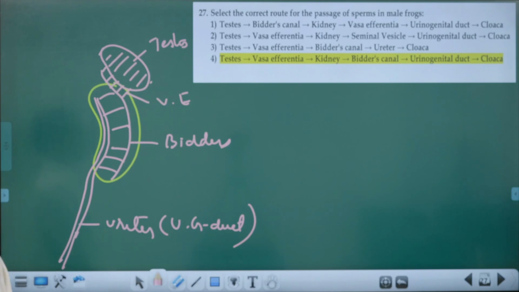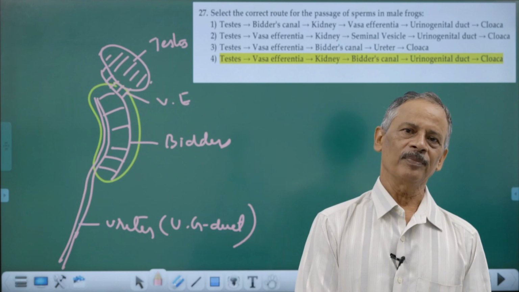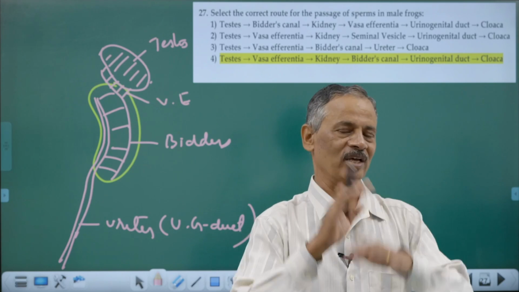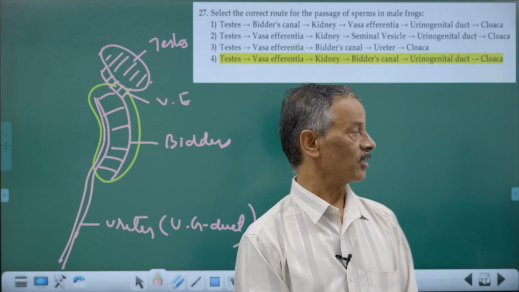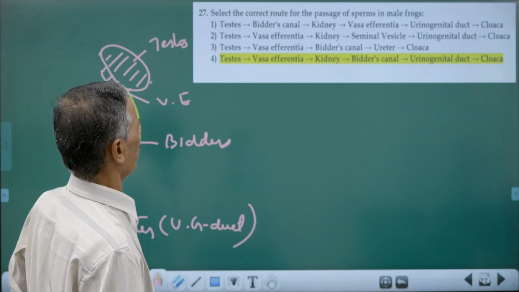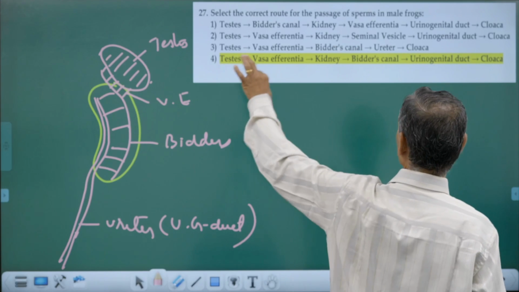In males, the terminal part of urinary system and genital system, reproductive system are connected together. That is forming a urinogenital system. In man also this is the condition. Okay, so they will be opening to the cloaca in frog. So that is the correct order.